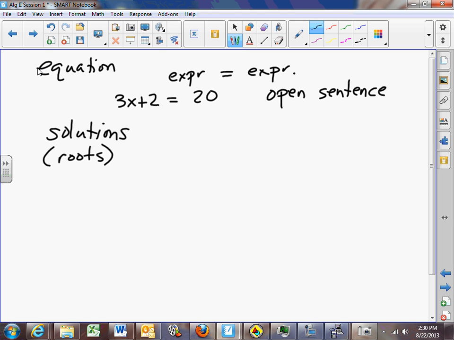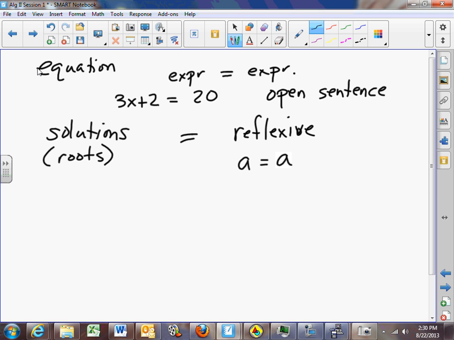Since we are now using the equal sign, it makes sense to talk about the properties of equality. The first property of equality is called the reflexive property, and this one's really pretty easy to handle. The reflexive property basically states that any number A is equal to itself. So anytime you have a number or an expression, you can set it equal to itself if you wish.